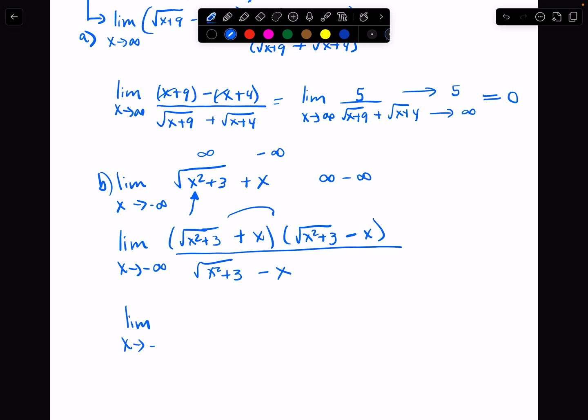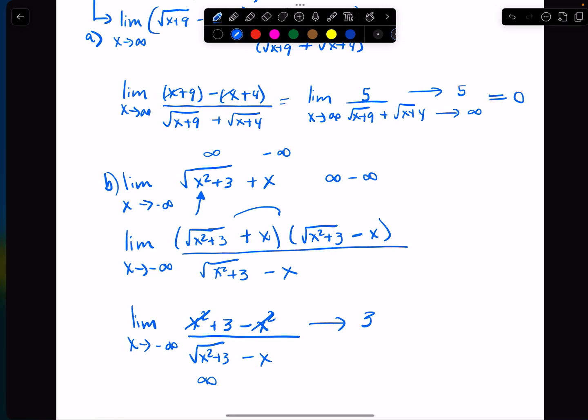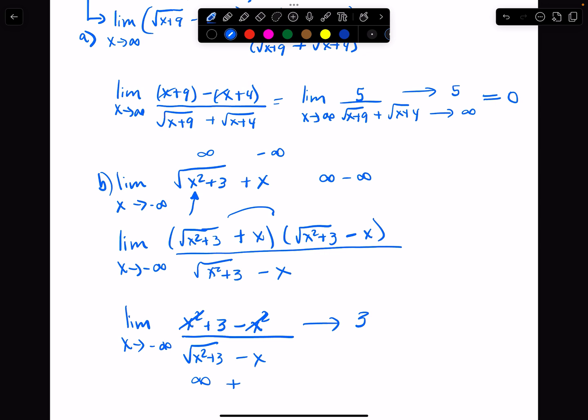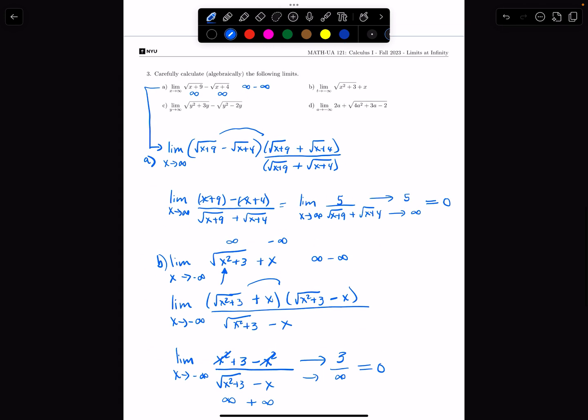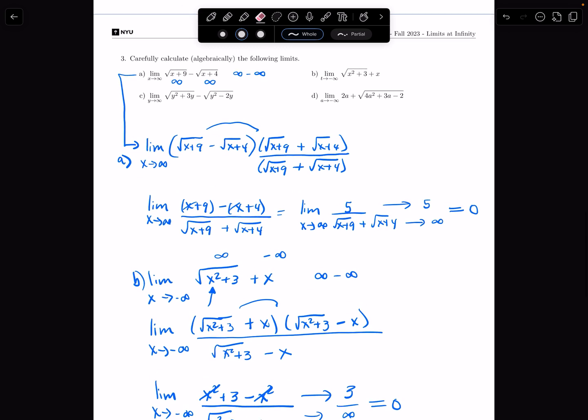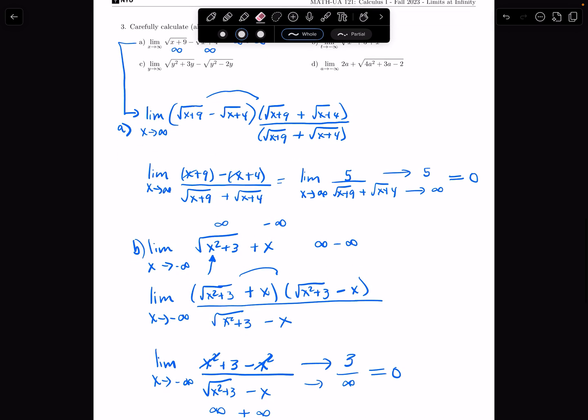So x going to negative infinity, we're left with x squared plus 3 minus x squared, all over the square root of x squared plus 3 minus x. The x squareds cancel, so the top is going to 3. This time, that's still going to infinity because it's squared. And since x is going towards negative infinity, this is going towards positive infinity, minus a negative infinity. So the bottom goes to infinity, and again, we head towards 0. I know I said that it wasn't 0 always, and it isn't 0 always. When it's infinity minus infinity, in these two examples, it was.